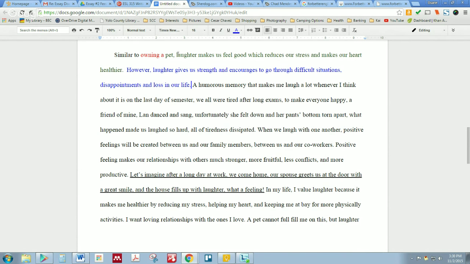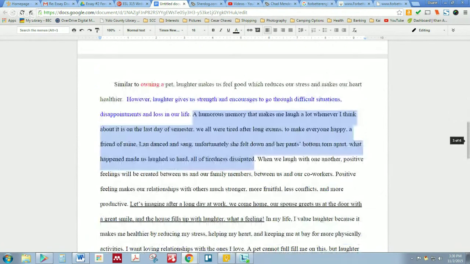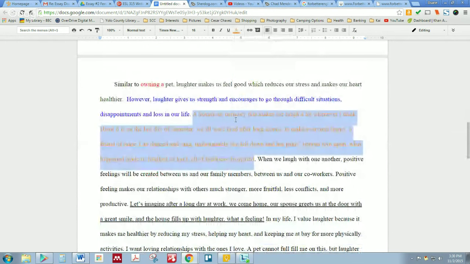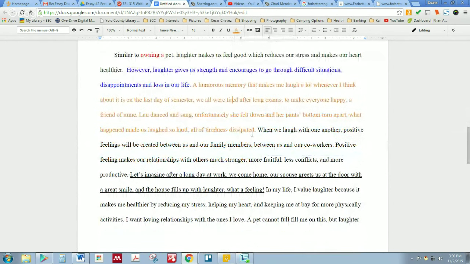Because laughter makes us feel good, which reduces our stress and makes our heart healthier. But this is development saying that laughter doesn't just do that, it does even more, which is very much like the thesis. And then a specific example of more. Our example was, what color was our example? That color, gold. And then some analysis.